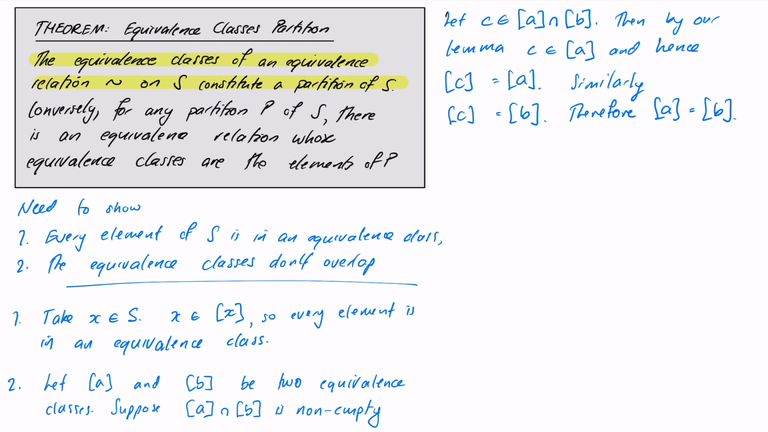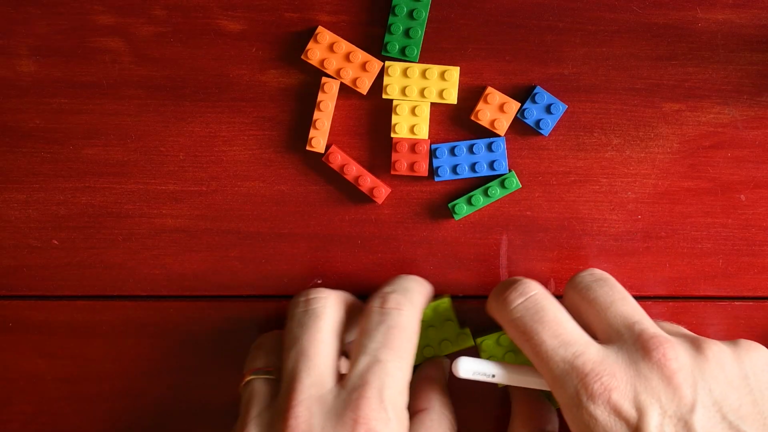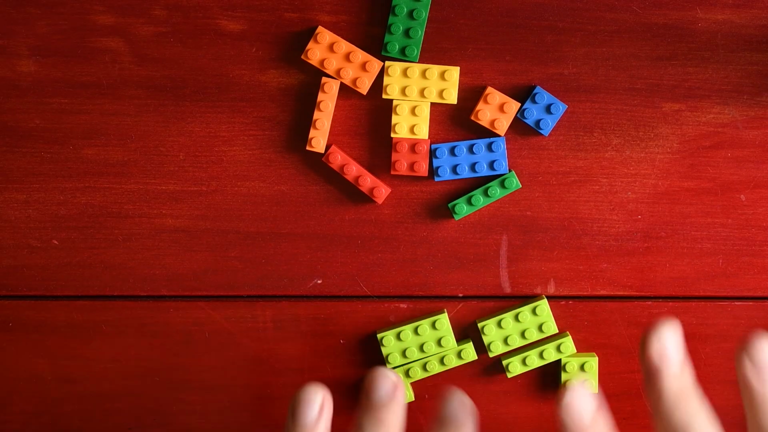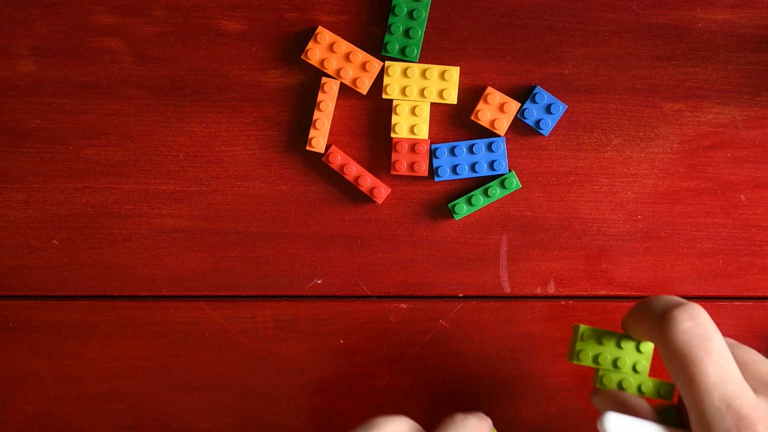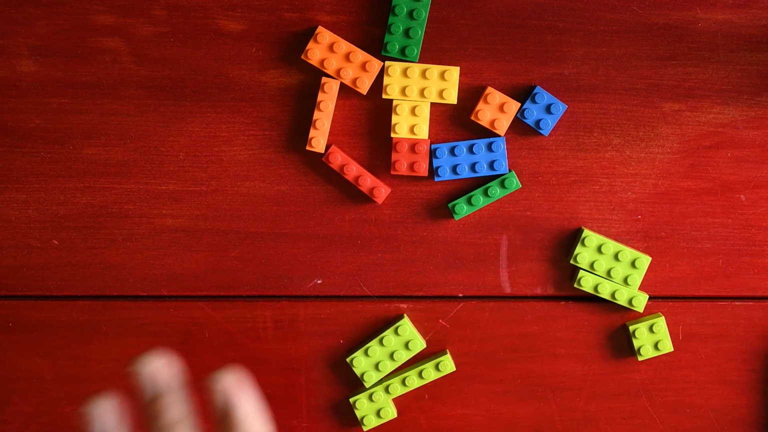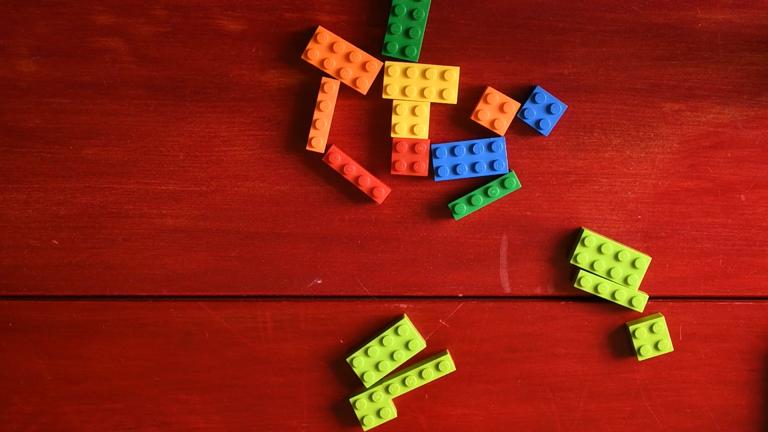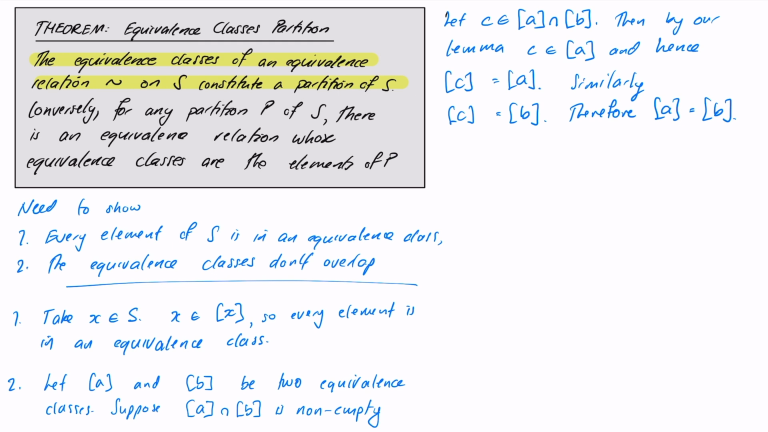So what have we said? We've basically shown that if two equivalence classes overlap in any way, if there's an element in common to them, then they're actually just the same equivalence class. There's no difference between them. So the only other possibility is that they don't overlap, which is fine. And so those two facts put together are telling us that we have a partition of our set.